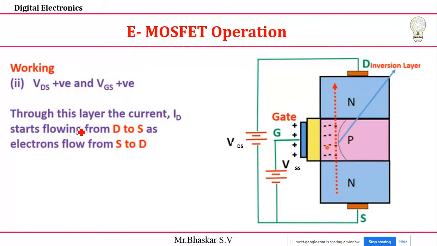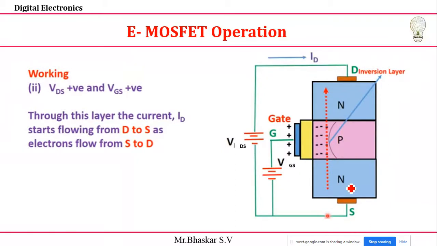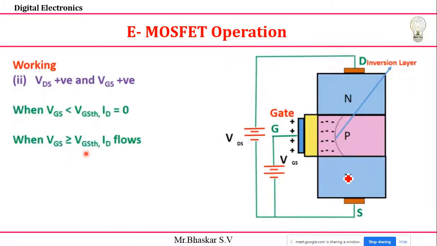And next, through this layer the current ID starts flowing from drain to source, and electrons move from source to drain. That's why electrons move from the source to drain and the current moves from drain to source, exactly opposite directions. And this is the condition: a minimum voltage is needed to switch this on. So initially, I take VGS less than the threshold voltage, and there is no current.